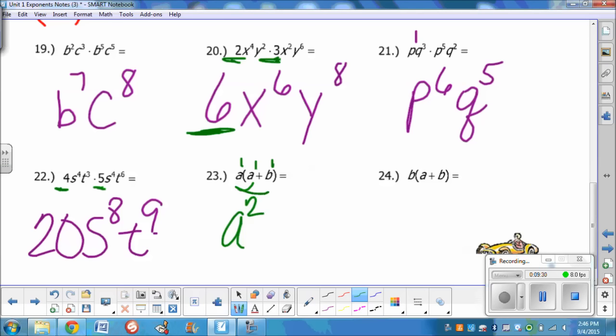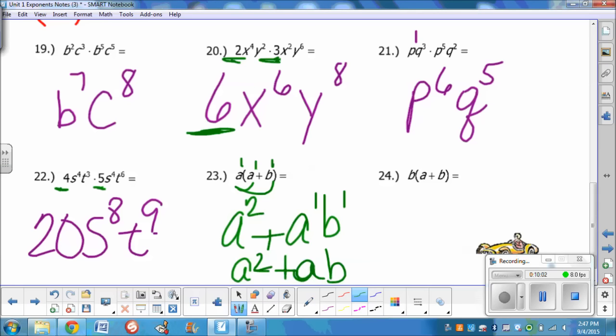And then if I were to continue and say a to the 1st times b to the 1st, that's a to the 1st, b to the 1st. We can't add those exponents, but we can multiply the bases. We just can't add the exponents because one's an a and one's a b. So if you wanted to, you certainly could write a squared plus ab. You don't need to write those exponents as ones.